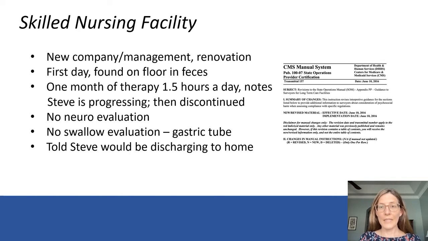The family had to print and give to the facility the CMS care regulations in order to receive appropriate care for Steve. Now, Steve had been going to therapy 1.5 hours a day with notes from his therapist that he was improving, he was progressing. Then suddenly the family was told that he would not be receiving any more therapy, no explanation. He had also not received any neuro evaluation during his stay there and no swallow evaluation, and he was still receiving nutrition through a gastric tube. So also prior to Melissa's involvement, Steve's family was told abruptly that he would be discharging to home. Sounds like a great situation, right?